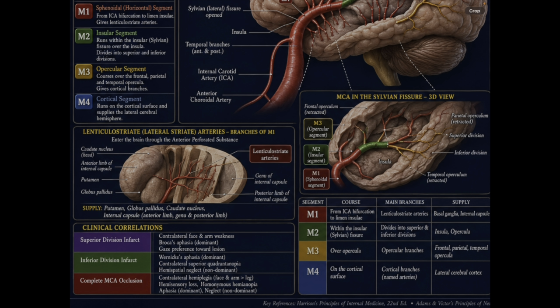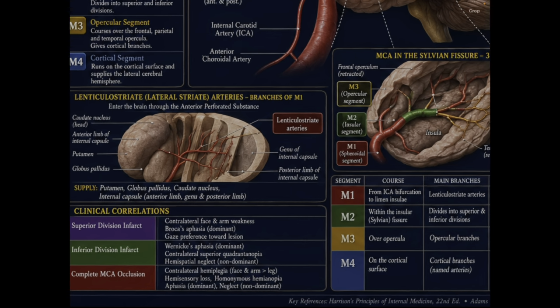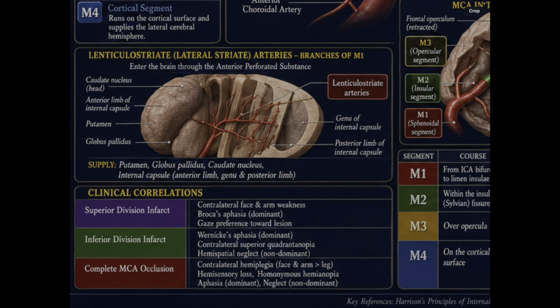So inferior division occlusion presents with Wernicke's aphasia in the dominant hemisphere, contralateral superior quadrantanopia due to involvement of Meyer's loop, and hemispatial neglect when the non-dominant hemisphere is affected.